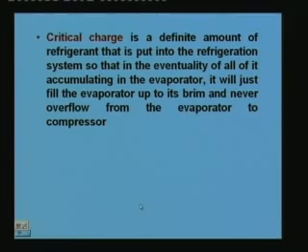Critical charge is a definite amount of refrigerant that is put into the refrigeration system, so that in the eventuality of all of it accumulating in the evaporator, it will just fill the evaporator up to its brim and never overflow from the evaporator to the compressor. That means when you say that the system is critically charged, the refrigerant inside the system and the evaporator volume are such that when you transfer all the refrigerant from the condenser and other components into the evaporator, still the refrigerant amount will not be sufficient to overflow from the evaporator. It may fill the evaporator completely, but liquid will not overflow from the evaporator.